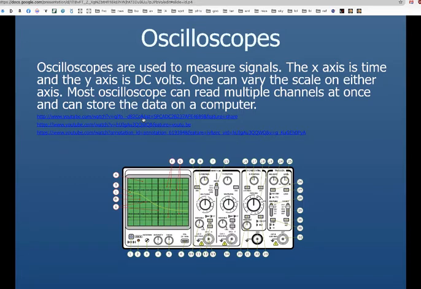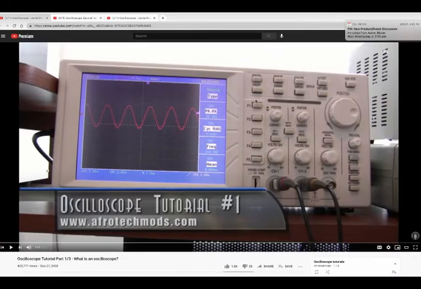Now, moving on to oscilloscopes, they're used to measure signals. The x-axis is time, right? That's this x-axis on the screen here, time, it's usually. And the y-axis is DC volts. One can vary the scale on either axis using these knobs over here. Most oscilloscopes can read multiple channels at once and can store the data on a computer. So I'm going to show you 3 videos on the use of oscilloscopes.